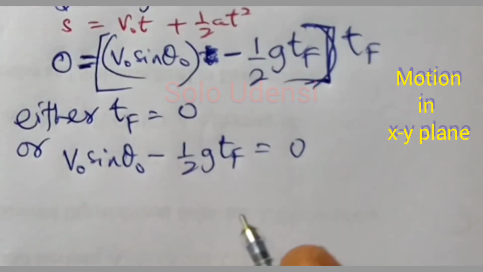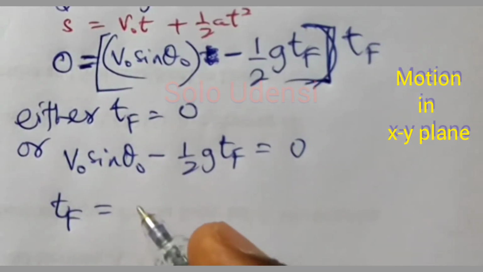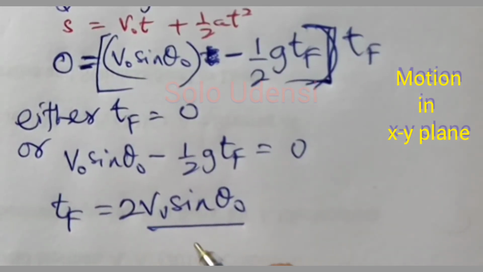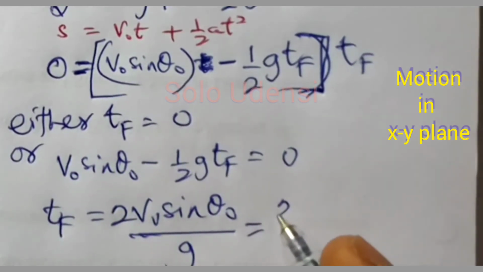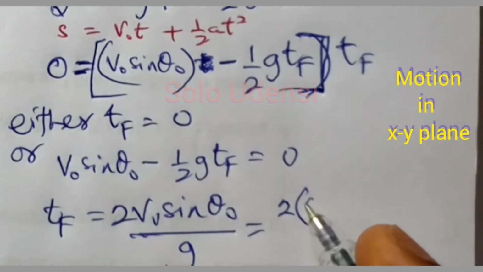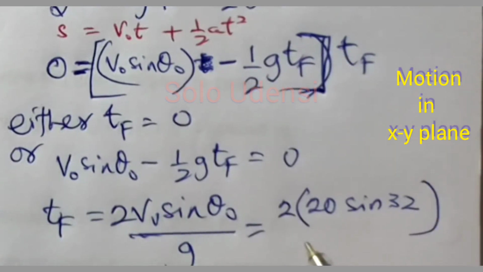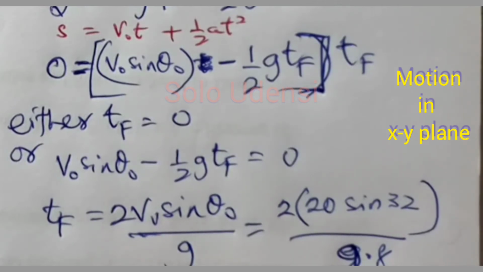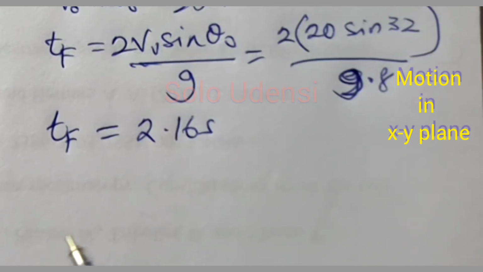If we make t f the subject of the formula, we have t f equals 2 v naught sine theta naught over g. If we plug in the values, it will be 2 times 20 sine 32 degrees all over 9.8. So the answer from here is 2.16 seconds time of flight. That means that the time to reach the maximum height will be half this, which is 1.08.